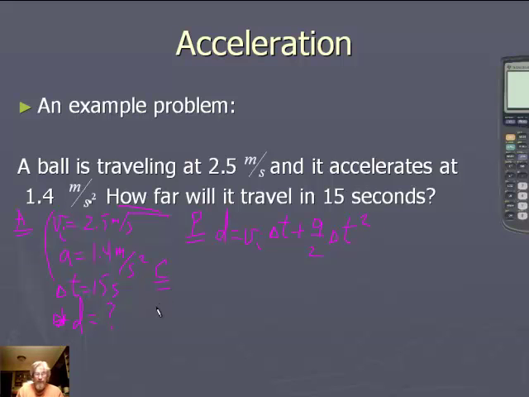Now we compute. Got a plan. Plug in some numbers. Distance is initial velocity, that's 2.5 meters per second times delta t. Delta t is 15 seconds. Plus acceleration over 2. The acceleration is 1.4 meters per square second divided by 2 times delta t squared. Delta t, remember, was 15 seconds, so we're going to square that.